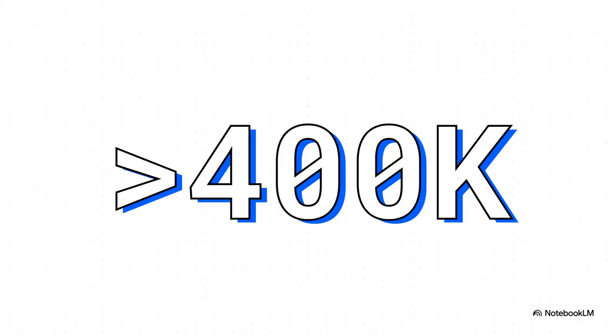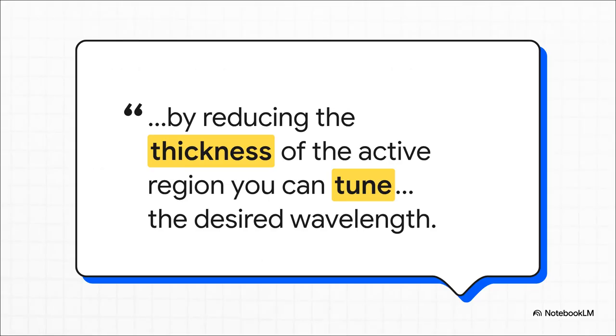And we can actually measure that incredible temperature stability. Physicists use this value called T0, where a higher number means a more stable laser. A standard laser might have a T0 around 140 Kelvin. But a quantum well laser, its stability just skyrockets to over 400. That massive leap means its performance stays locked in even when it gets hot, which is absolutely critical for real-world devices.